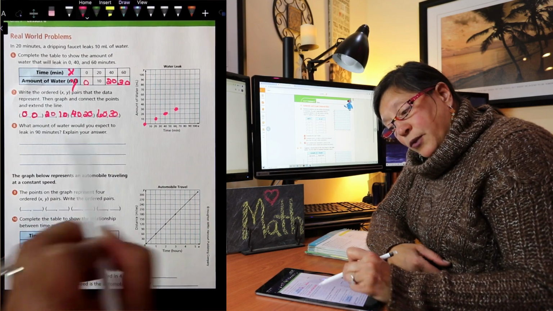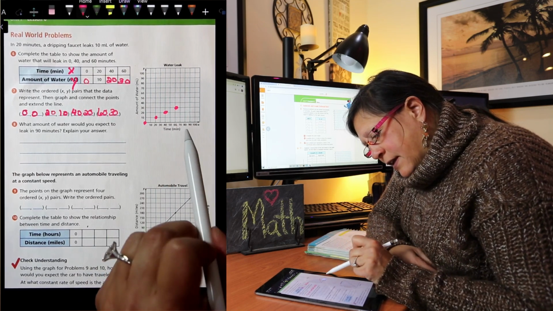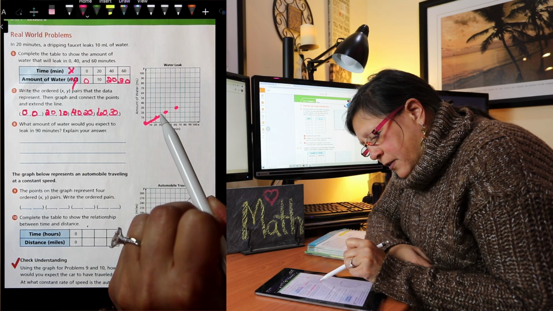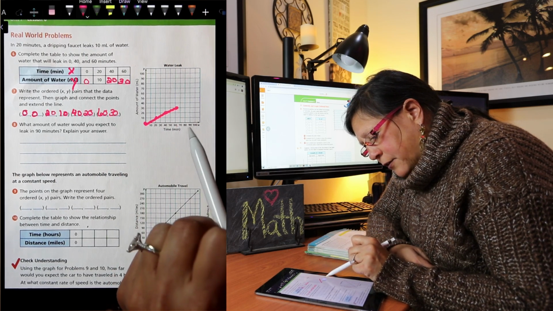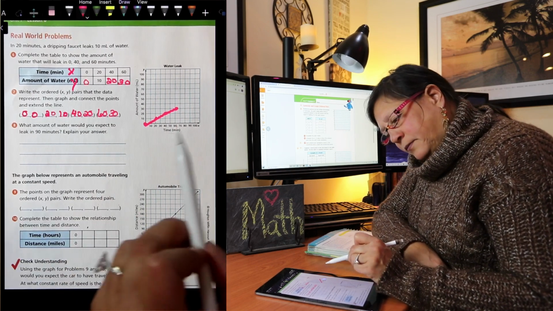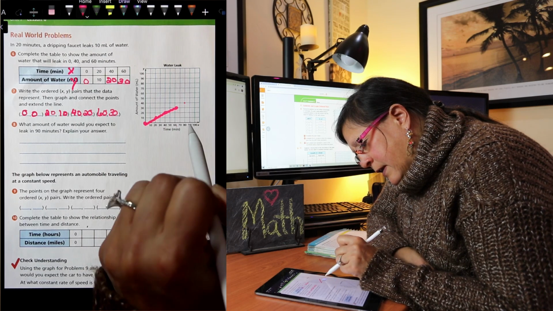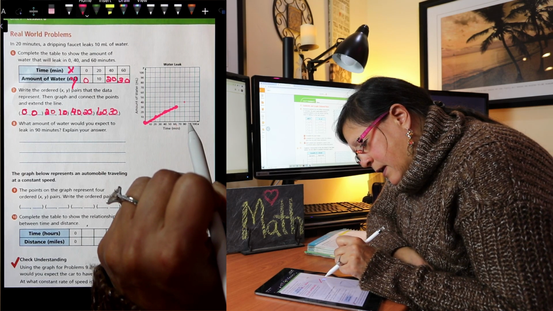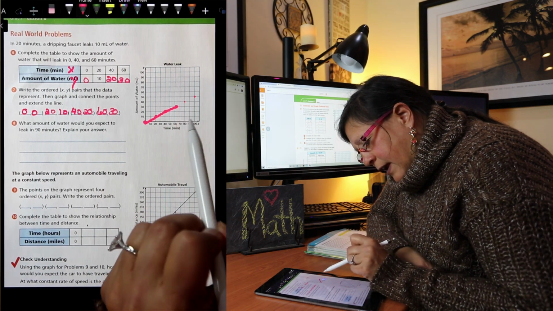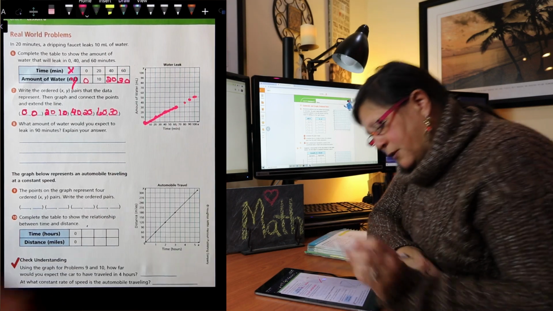What amount of water would you expect to leak in 90 minutes? Think about that for a minute. Here is 90 minutes. Okay, so remember, this is going to follow the same pattern. So at 90 minutes, where would it fall? So here would be 80, 40, right? Okay, and 100 would be 50. 90 is going to be between there, right?